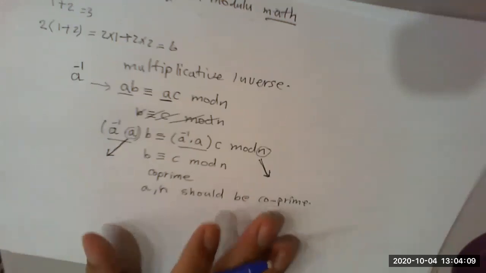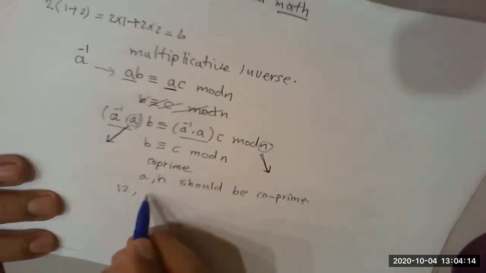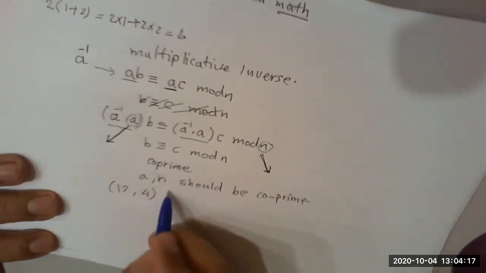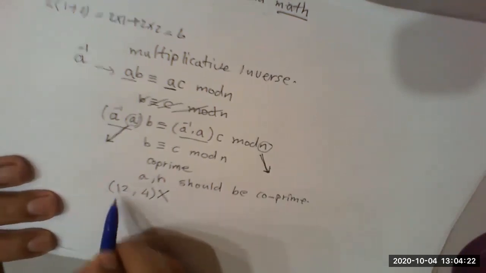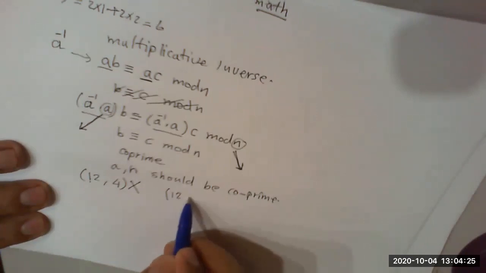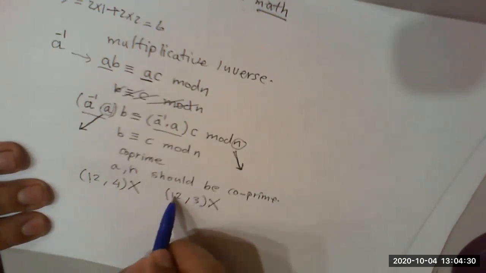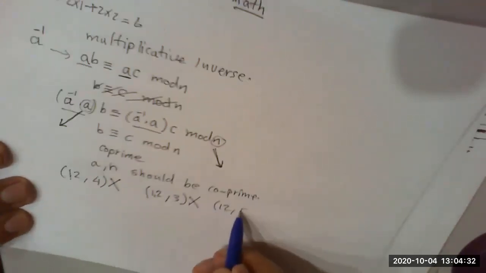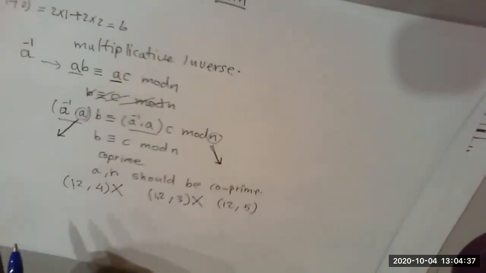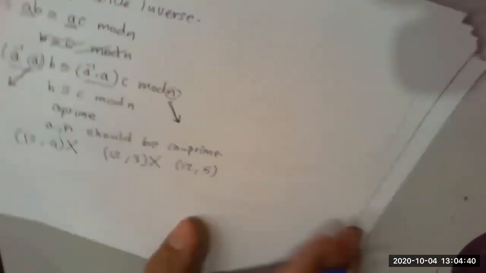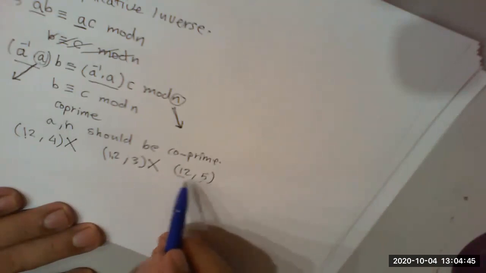What is co-prime? For example, 12 and 4 are not co-prime because 4 divides 12, and 12 and 3 are not co-prime just because 3 divides 12. 12 and 5, what do you think? Co-prime, yes. Why? Because 12 cannot divide 5, and 5 cannot divide 12.